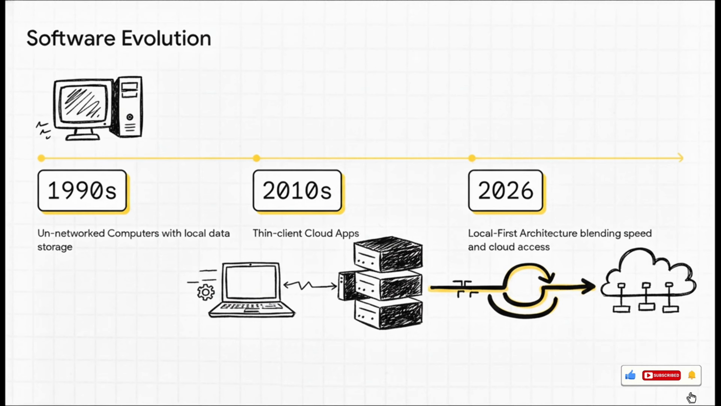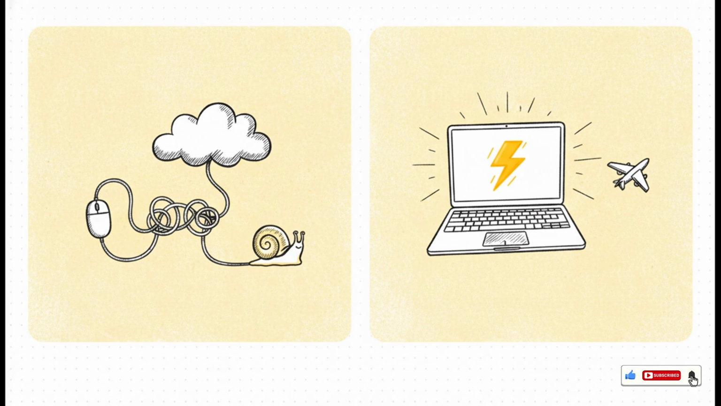Now looking toward the future, we have the local first architecture. It's almost this back to the future approach, aiming to combine the absolute best of both worlds, the raw speed of local computing with the omnipresence of the cloud. Let's just contrast these two experiences for a second.